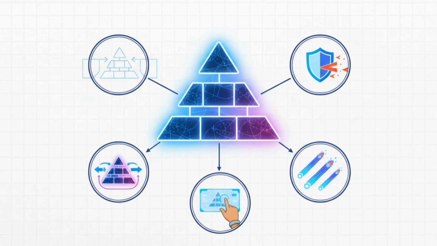Then there's performance. You can put your fastest, most powerful gear where it matters most, at the core. You also get way better security because you can apply specific rules and filters at each layer, like checkpoints on a highway. And finally, manageability. This logical structure just makes it so much easier to find and fix problems.